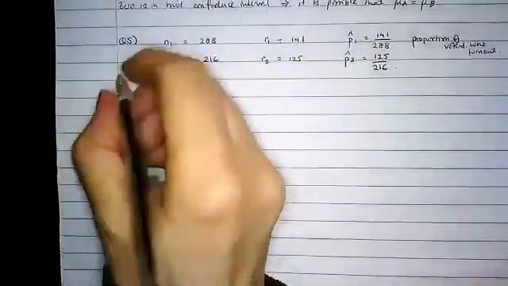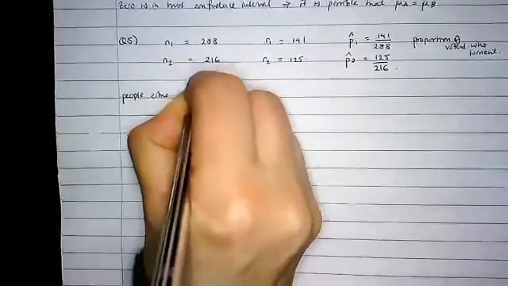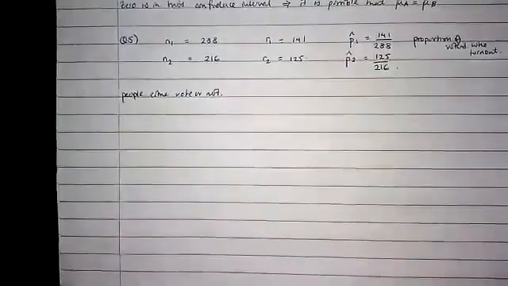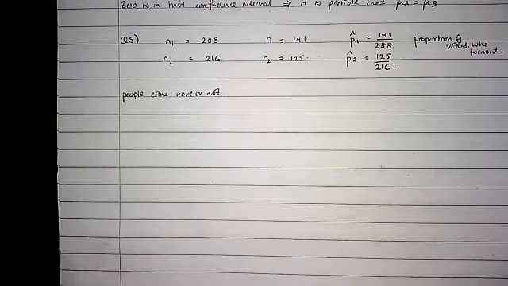Now, people either vote or they don't vote. So we can be thinking, okay, this is something to do with the binomial distribution. The number of people in the first state and the second state that vote is going to be binomially distributed with parameters equal to the number of people who are registered and the actual proportion of them that vote.